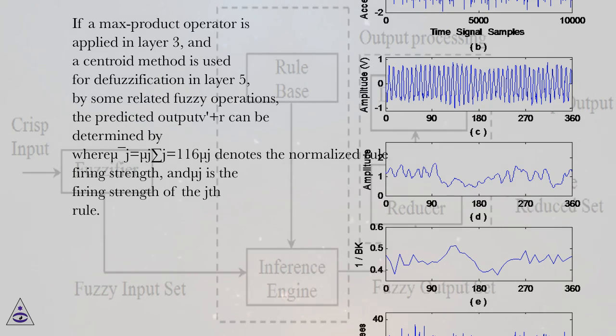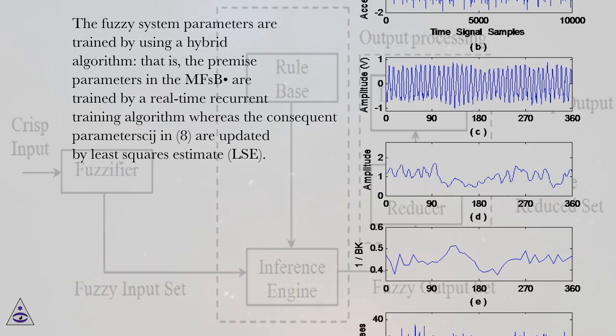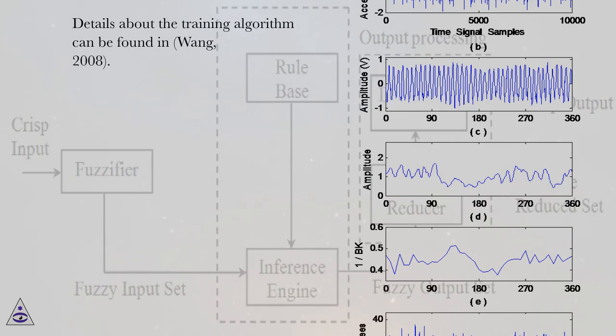The fuzzy system parameters are trained by using a hybrid algorithm, that is, the premise parameters in the MFs are trained by a real-time recurrent training algorithm, whereas the consequent parameters are updated by least squares estimate, LSE. Details about the training algorithm can be found in Wing, 2008.